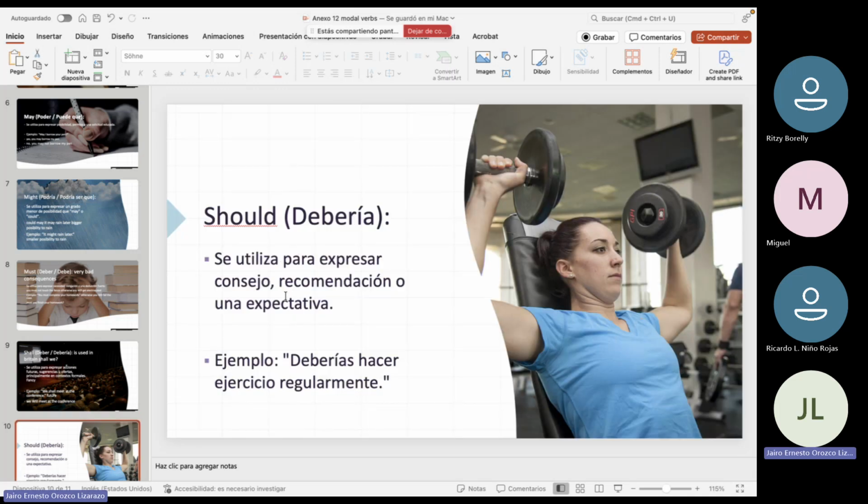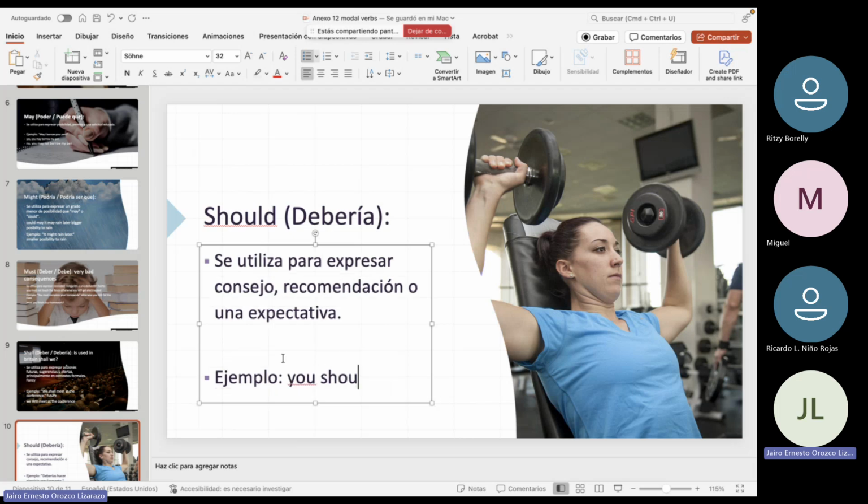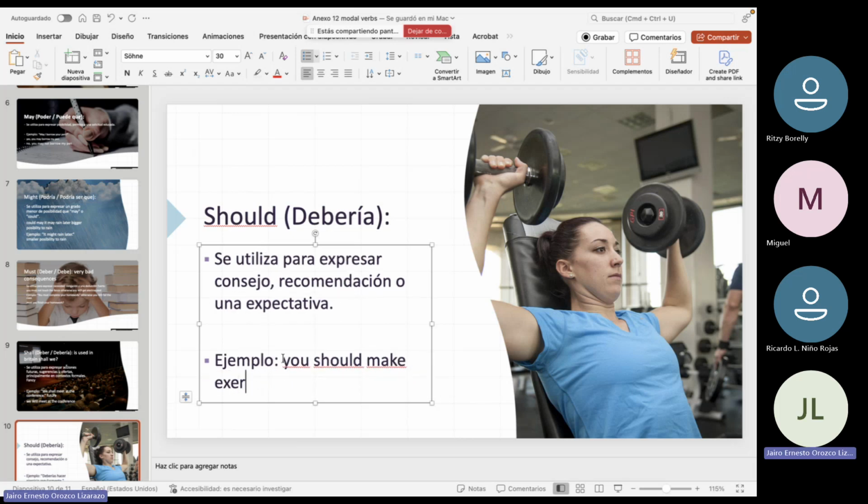Should is used to express an advice, a recommendation, or an expectation. So, for example, you should make exercise regularly. You should make exercise regularly, right? That is something that you don't have to do. It's something for your health, but it's not that important, right? Unless you have some health issues, right?